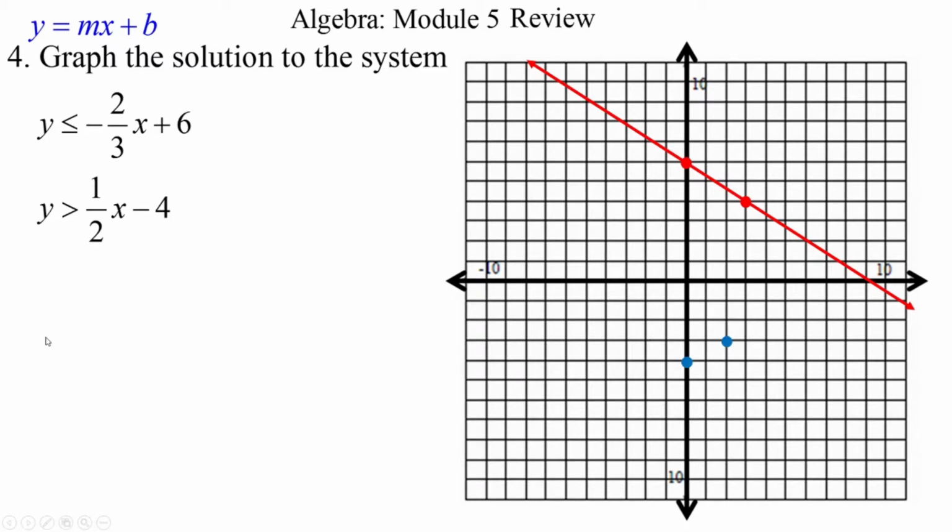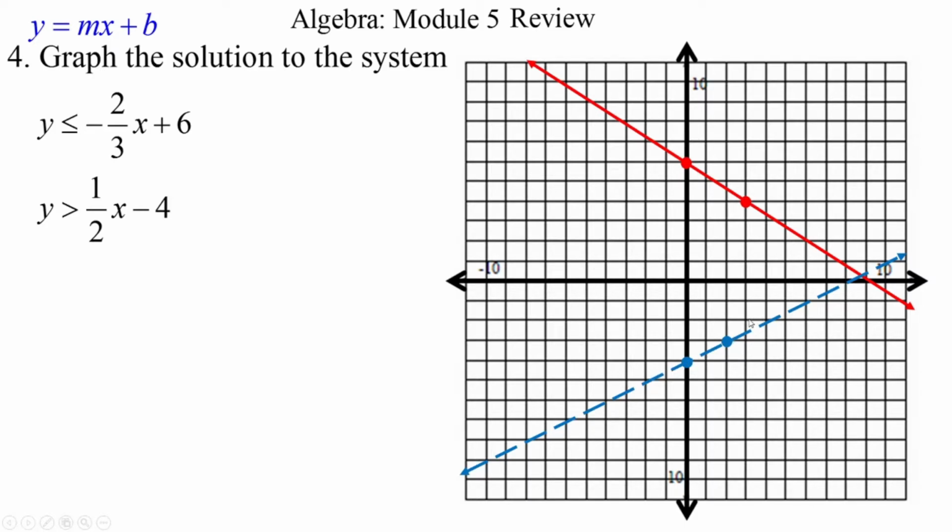And now, notice this inequality, there's no equals. This is y is greater than 1/2 x minus 4. So that means the line that goes through these 2 points would have to be dashed, okay? Which implies no point on the dashed line is within the feasible region.